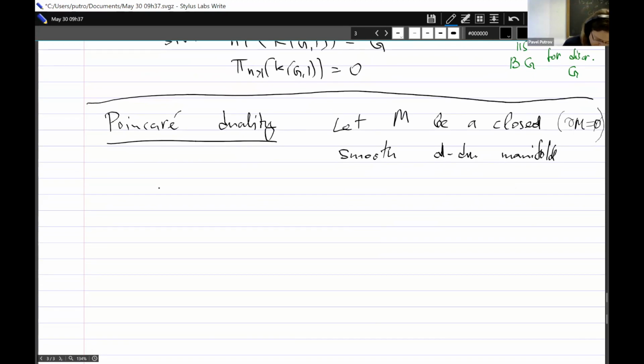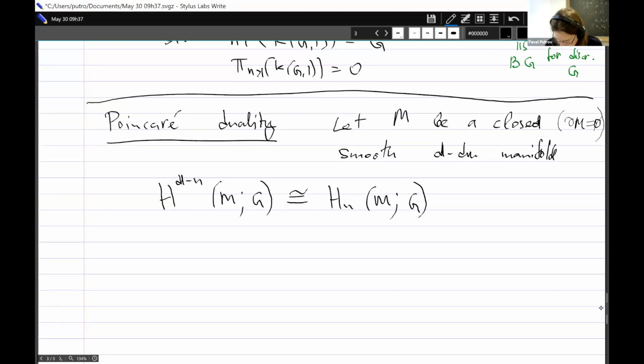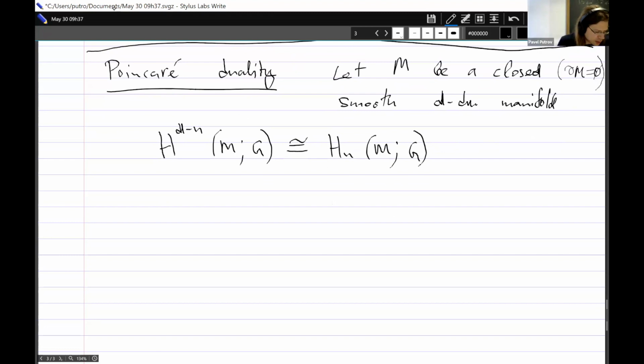Then there is the following statement: the (d minus n)-th homology group of M is isomorphic to the n-dimensional homology group of G. And how can I understand this isomorphism geometrically? I'm not going to prove this isomorphism, but I'll give the intuition behind this.